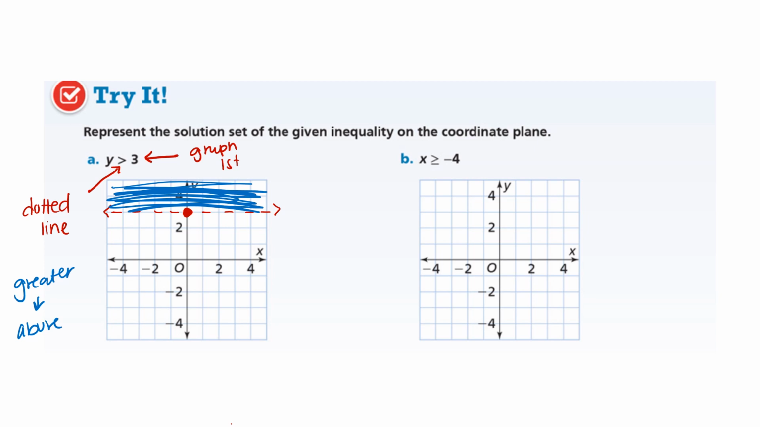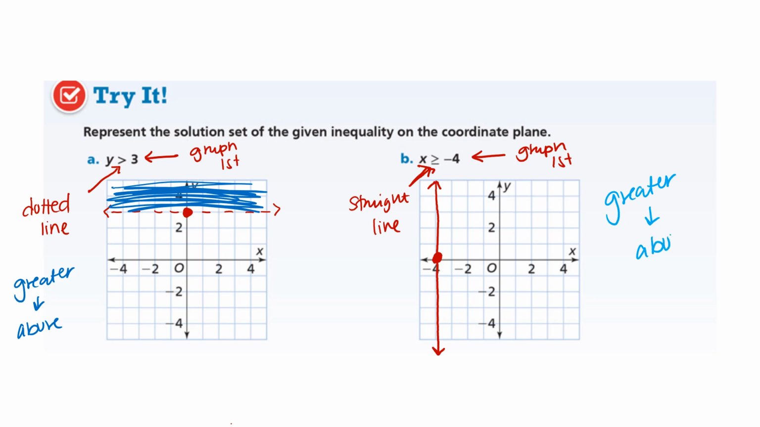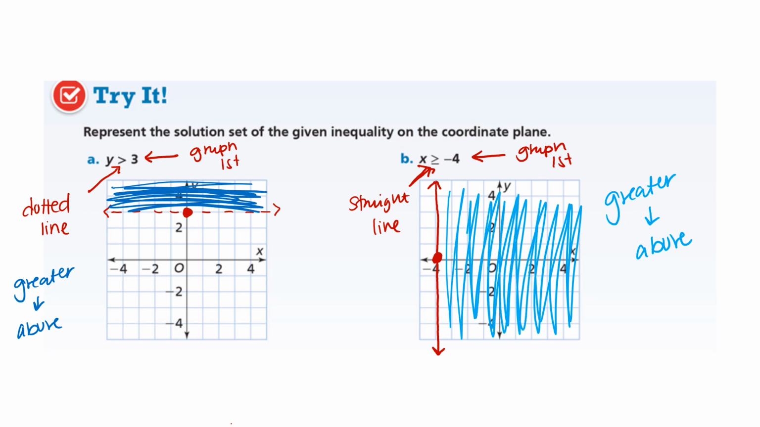For our second equation, x is negative 4. Again, we graph that negative 4 value first. This time we graph it on the x-axis because it's an x equation. This line does have the equal to value, so it's going to be a straight line or a connected line. So we would draw that line going straight up and down. And because it says x is greater than negative 4, greater means we're going to shade above the line. So we're going to shade all of our positive values, anything above the line.